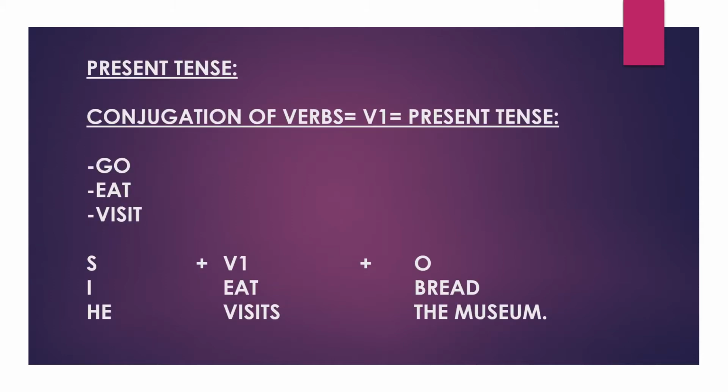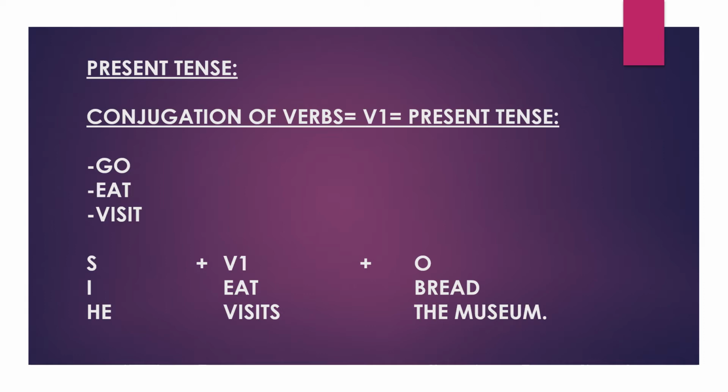Hello, we study about the present tense. If we study about the present tense, we need to know the conjugation of verb first. The conjugation of verbs for present tense is verb 1. Let's see. Usually verb 1 go, verb 2 went, verb 3 gone. We always use verb 1 only, so just ignore verb 2 and verb 3.